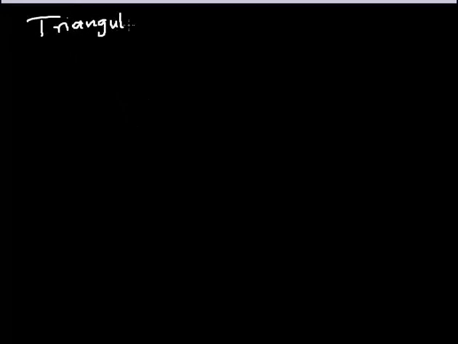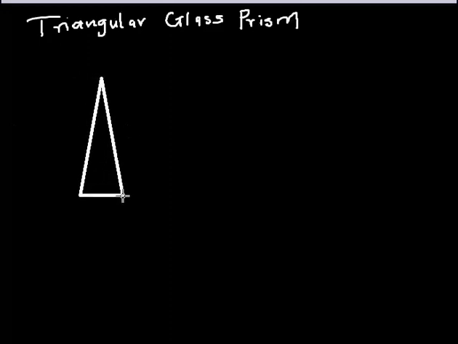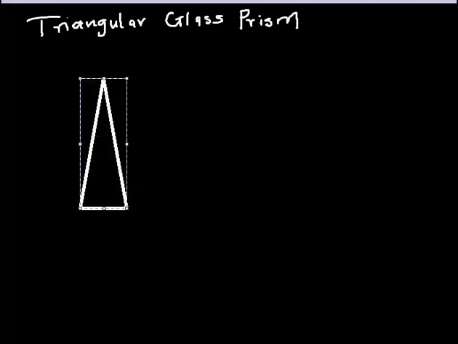So how does refraction actually occur in a triangular glass prism? Now, a triangular glass prism is actually thick glass. It has two faces, and the two faces are actually triangles. So it is a glass as thick as what I have here. A thick glass. So there are two faces, both the front face and the back face are triangles.